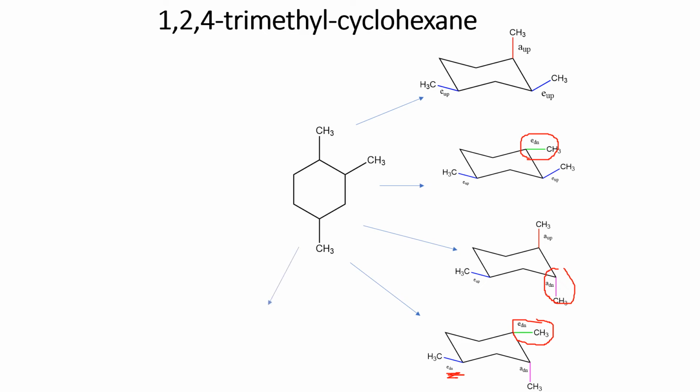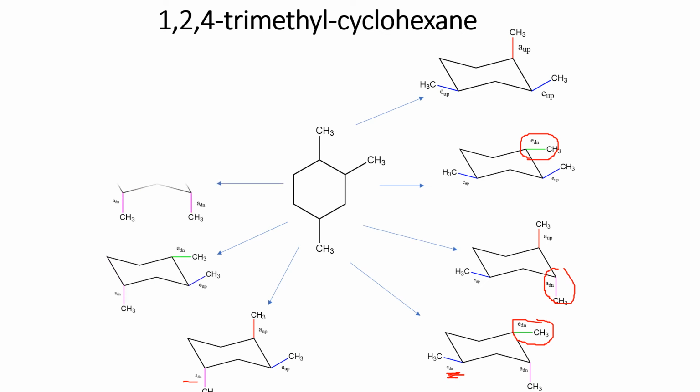Now I am just changing the 4th carbon into the axial down. Here it is in equatorial up. Now I am changing it into axial down. Okay, so likewise we can get 4 different conformations, so a total of 8 different conformations for the cyclohexane with 3 groups.